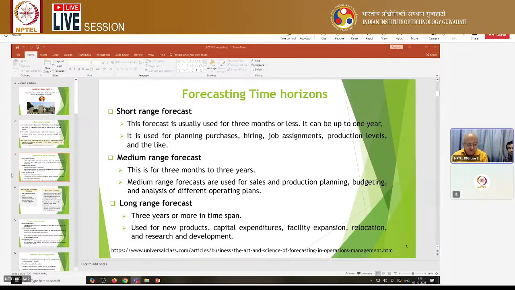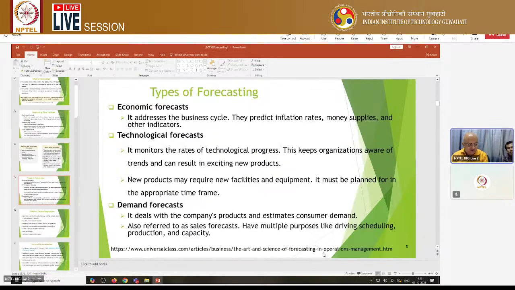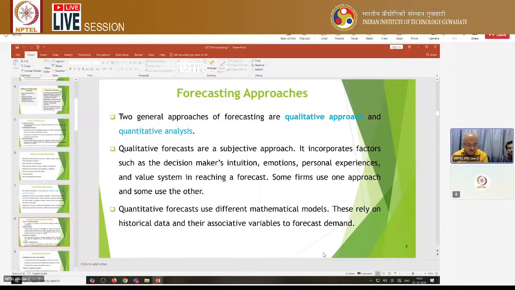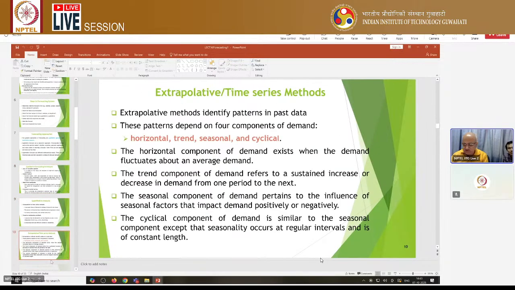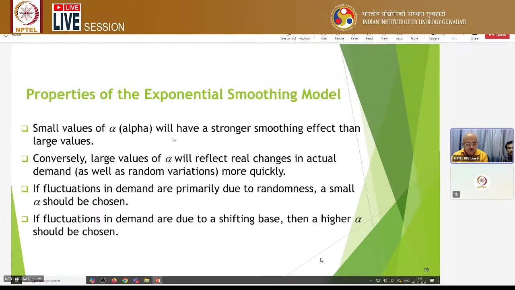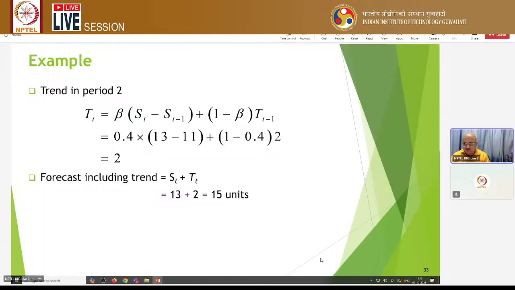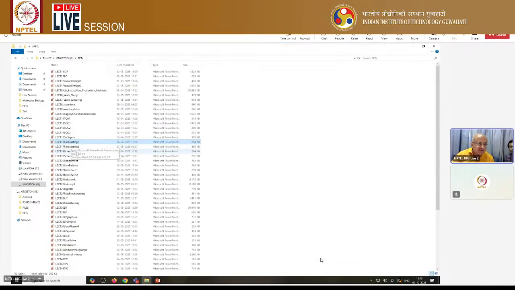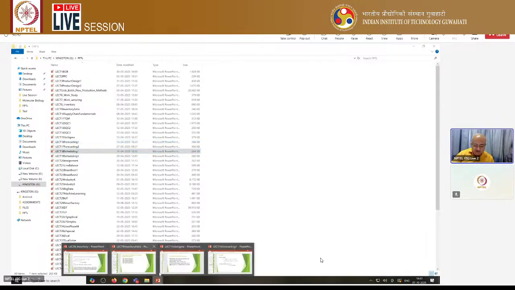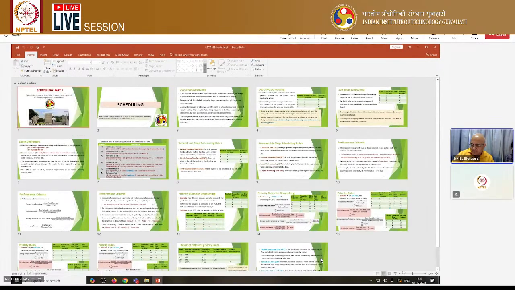Okay, forecasting. Forecasting is a mathematical thing. Moving average method is a very simple technique. But then we also have the exponential smoothing model, and we also have the regression method, where you just fit a straight line. So forecasting was also done. Then scheduling. Scheduling is again a little bit mathematical type of thing.